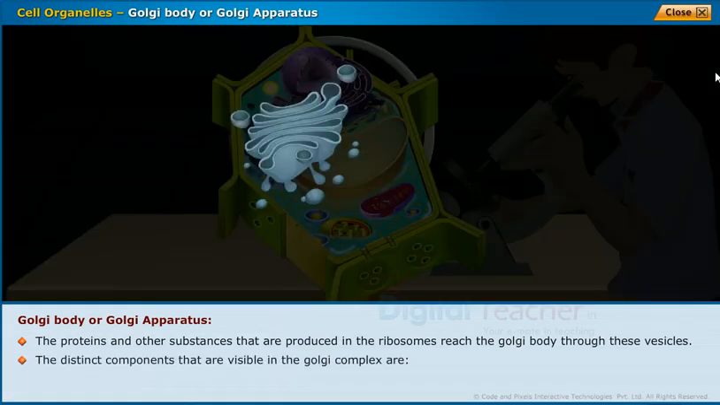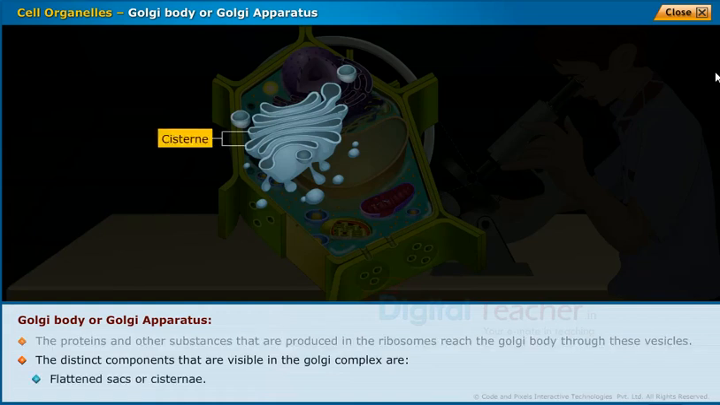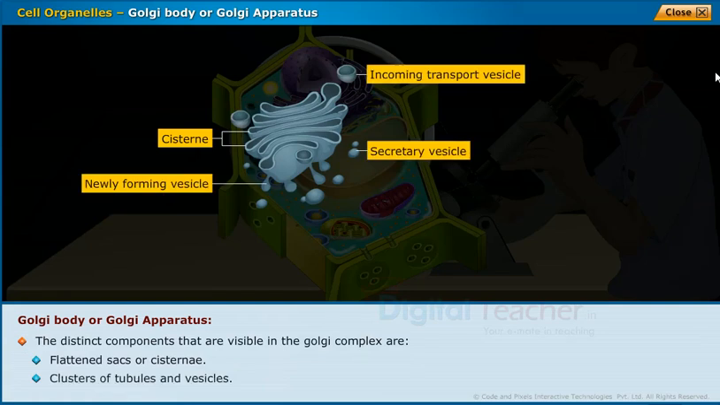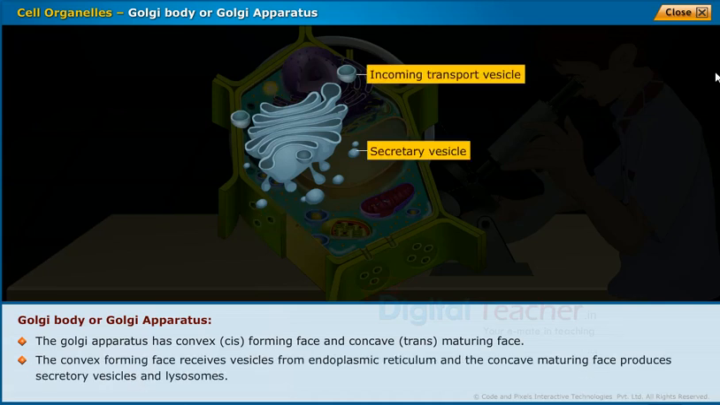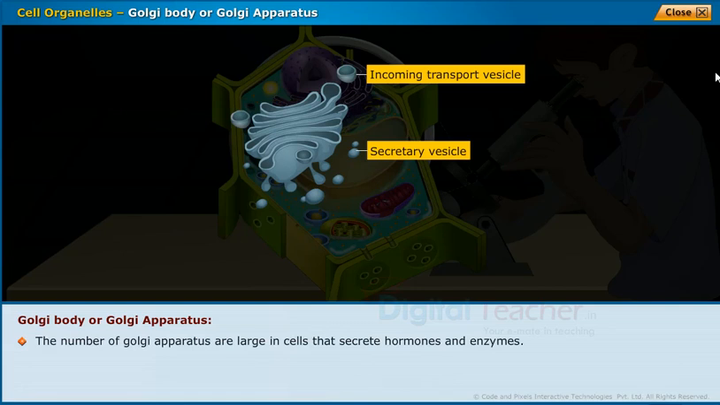The distinct components that are visible in the Golgi complex are flattened sacs or cisternae, clusters of tubules and vesicles, large vesicles or vacuoles. The Golgi apparatus has convex forming face and concave maturing phase. The convex forming phase receives vesicles from endoplasmic reticulum and the concave maturing phase produces secretory vesicles and lysosomes. The number of Golgi bodies varies from cell to cell. The number of Golgi apparatus is large in cells that secrete hormones and enzymes.